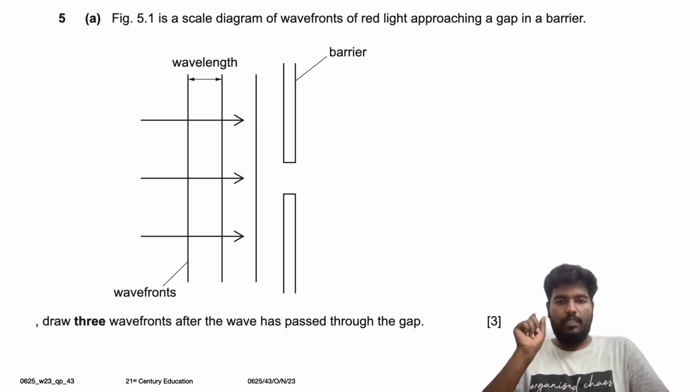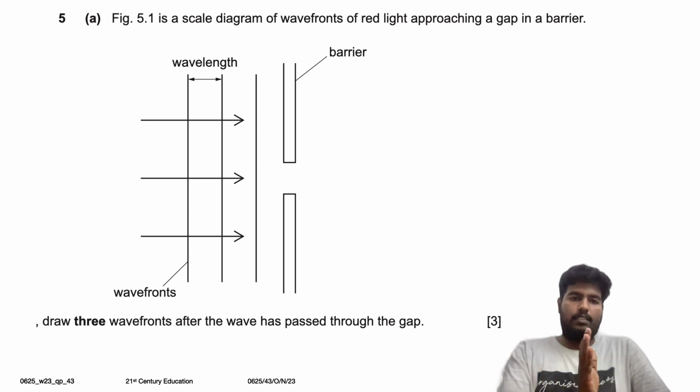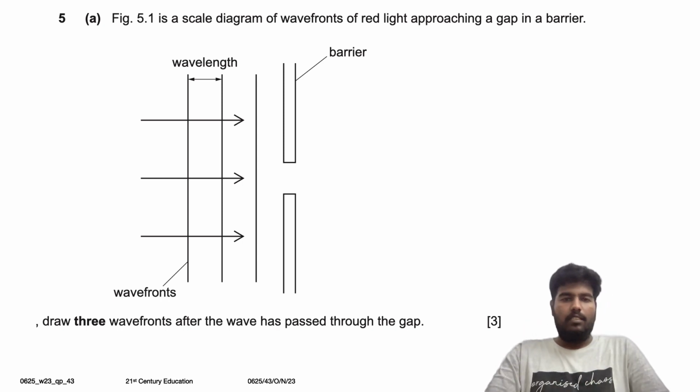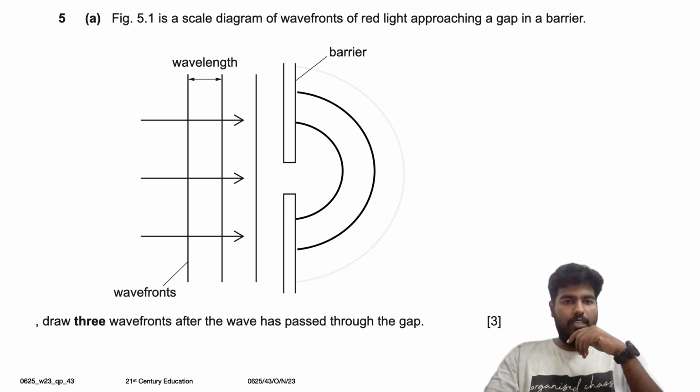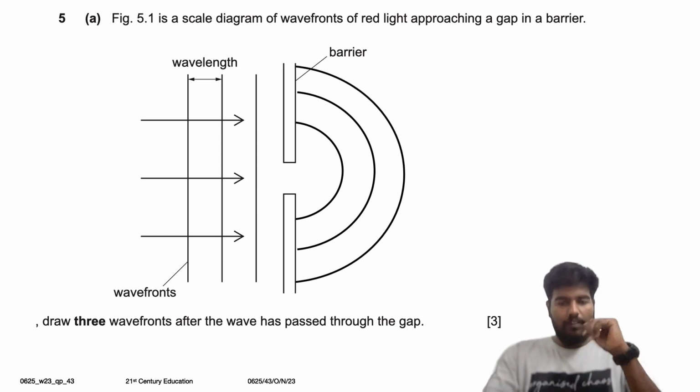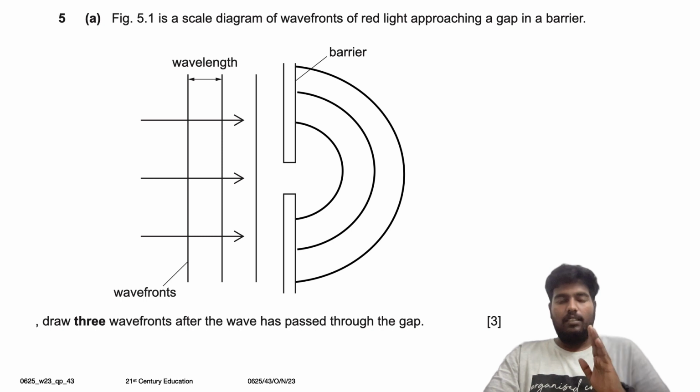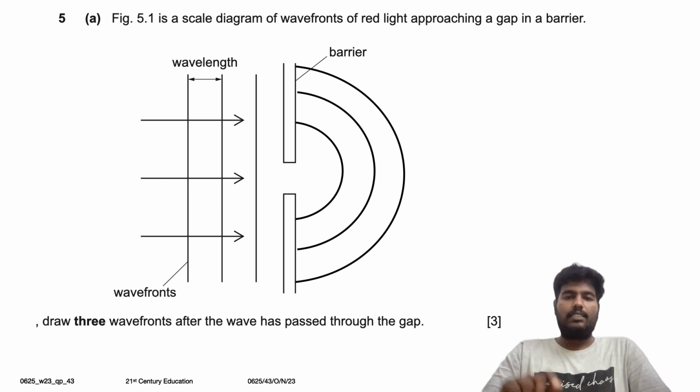One important thing we have to note whenever we draw the wavefront is that the straight lines were given, right? We must draw the wavefronts exactly the same as this gap. They asked for 3 wavefronts. Even if they didn't ask for 3 wavefronts, it's good to write draw 3 wavefronts. Usually the marking scheme gives 1 mark for 3 wavefronts, like that.